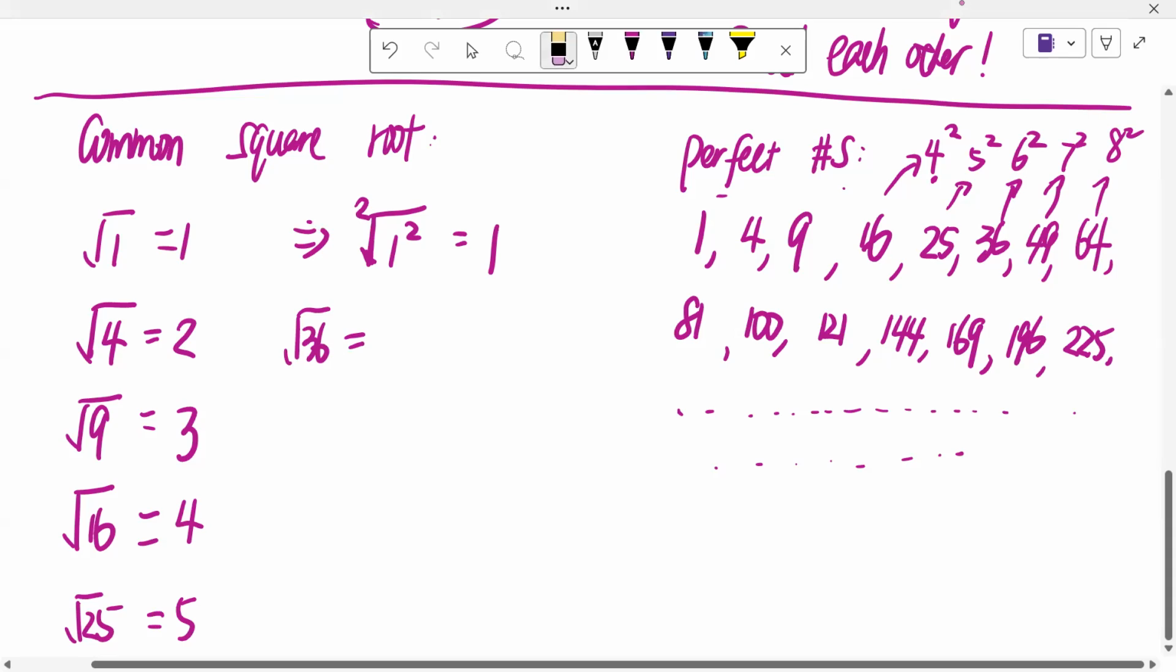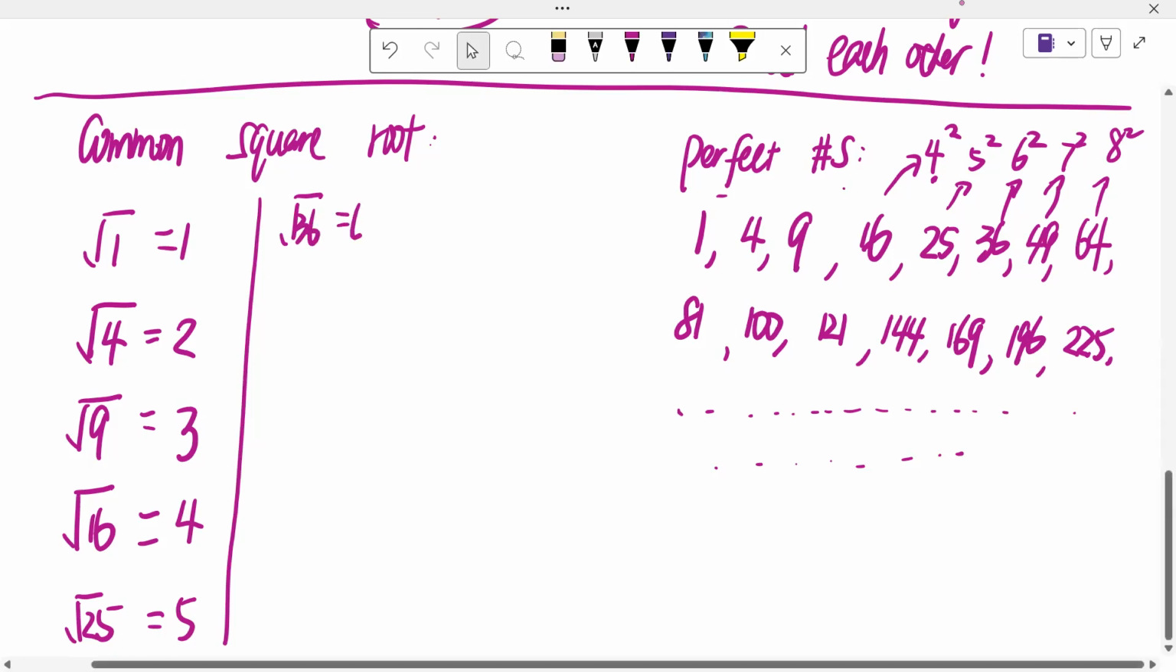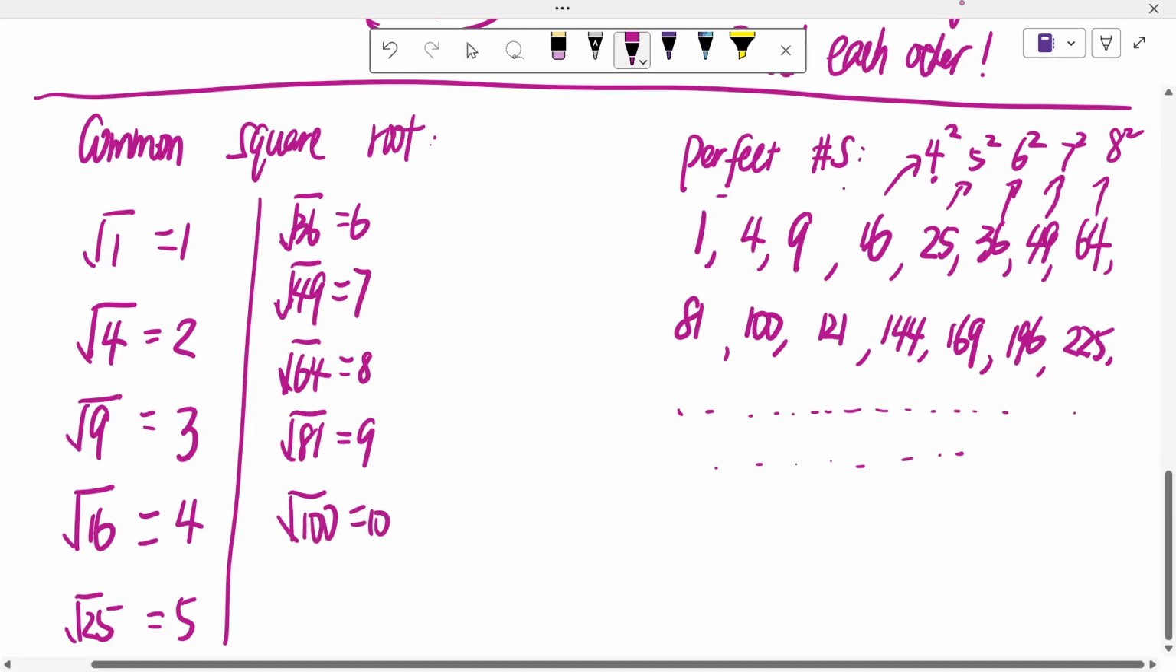Yeah, so those are the first 5, and square root of 36. Okay, I'm going to erase this. I'm going to put it in a proper order, so you see everything here. This is the first row here, and square root of 36 is 6, square root of 49 is 7, square root of 64 is 8, square root of 81 is 9, square root of 100 is 10, square root of 121, that's 11.